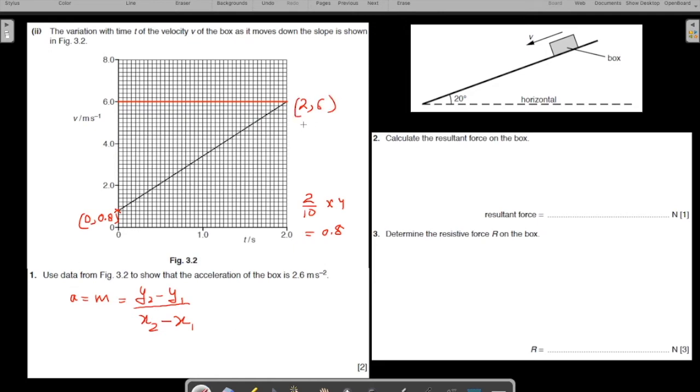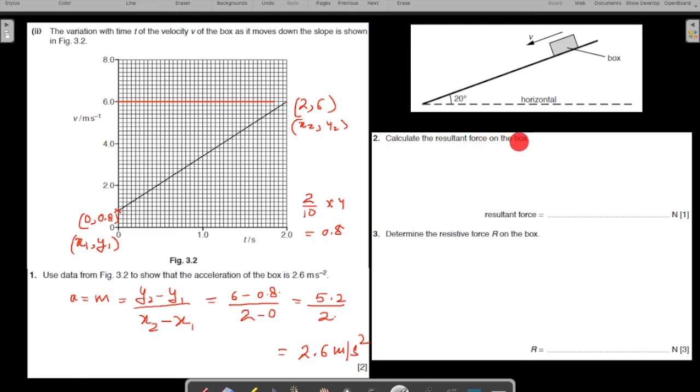Let us apply the formula. Let us take one of the points as x2, y2, the other point as x1, y1. Input the values in the formula. y2 is 6 minus 0.8 over 2 minus 0. So this whole thing becomes 5.2 over 2. So this is 2.6 meters per second squared. You have proved that the acceleration of the box is 2.6 meters per second squared. Done. Simple and very straightforward question. It is one of the easier questions that you can see in your question paper.